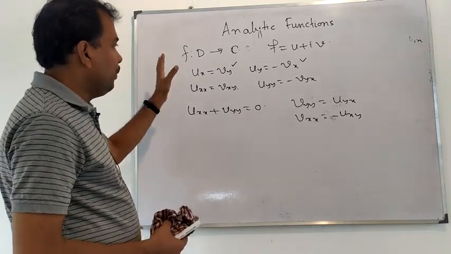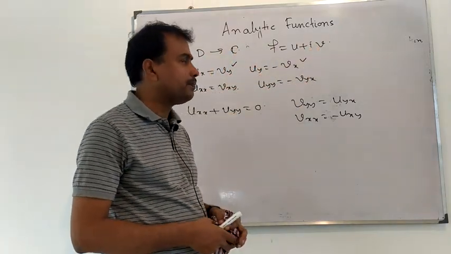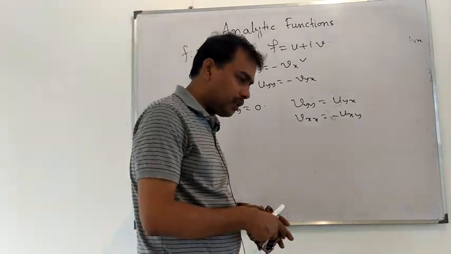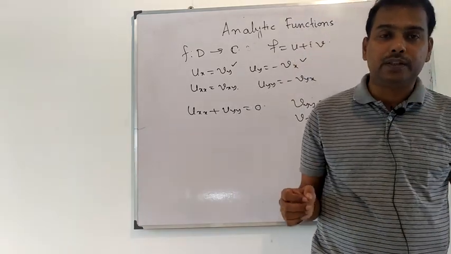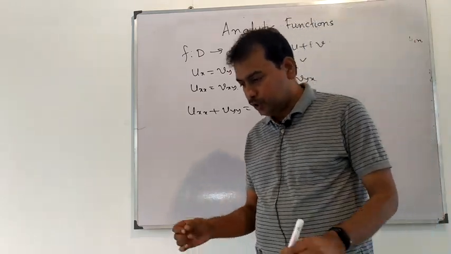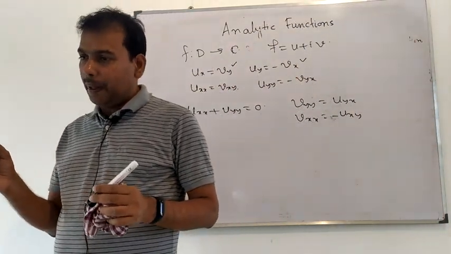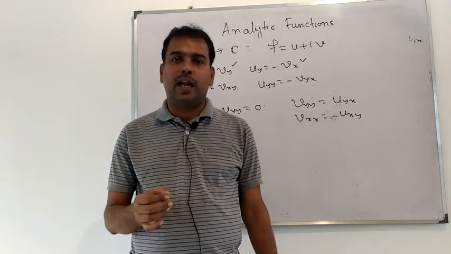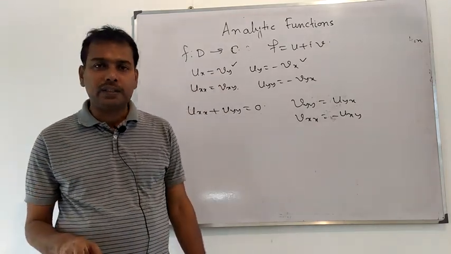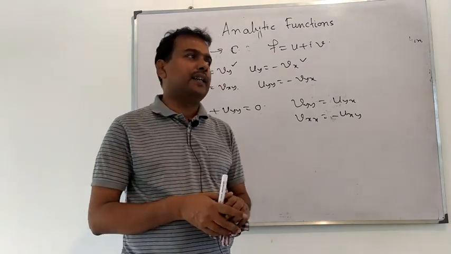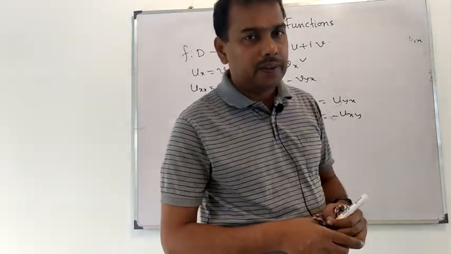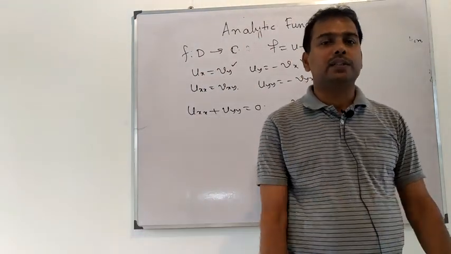If u and v are harmonic functions and u, v satisfy the Cauchy-Riemann equations, then v is called a conjugate harmonic function of u. That is, a function v is said to be a conjugate harmonic function of u if both u and v are harmonic functions and satisfy the Cauchy-Riemann equations, that is, ux equal to vy and uy equal to minus vx.